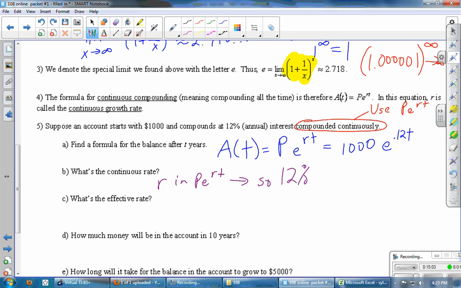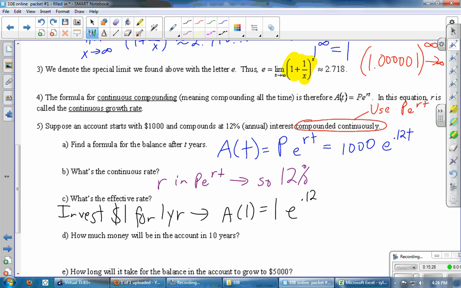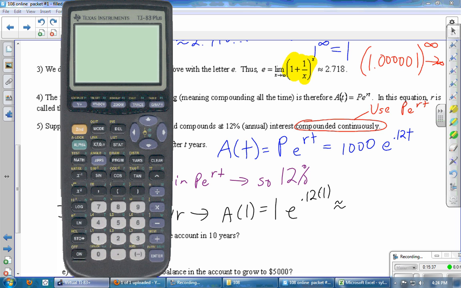So how about we play this game? We're going to invest $1 for 1 year, and that's our standard way of finding out what the effective interest rate is. We did this a couple of classes ago, actually. The final amount of money after 1 year is $1, the principal, times e to the 12% interest times 1 year. Let's type this into the calculator. We should have $1 and then some change. We'll get some interest on our dollar investment.